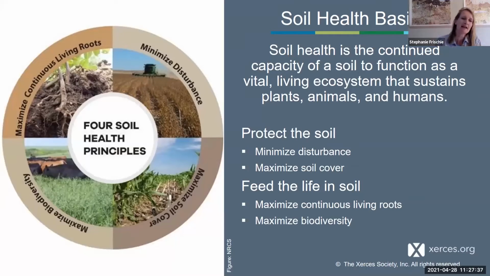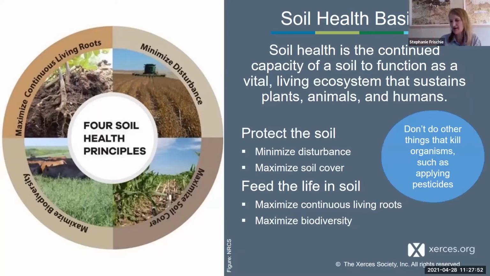And then the left-hand side is really about maximizing the continuous living roots, feeding the life in soil by maximizing continuous living roots and maximizing biodiversity. There's one piece here that I think bears mentioning. It's also important that you don't do other things that kill organisms, such as applying pesticides. So in a way that's implied, by maximizing biodiversity, but I wanted to specifically mention that as well.